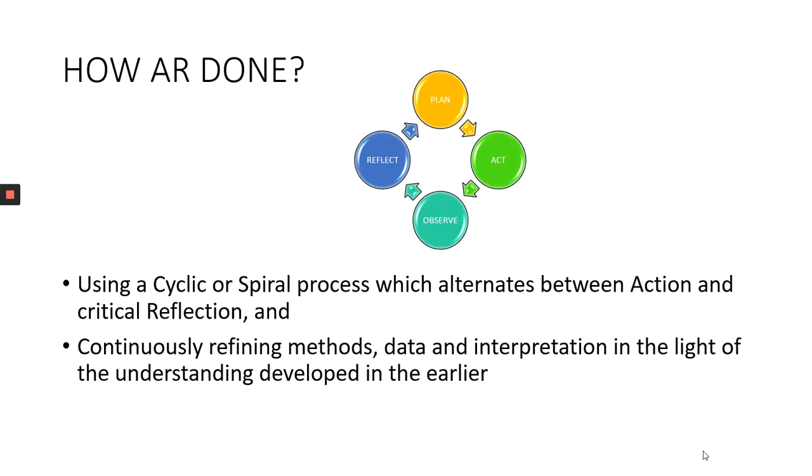So how is action research done? Action research entails planning, acting, observing, and reflecting. It's cyclic. So it uses a cyclic or spiral process, which alternates between action and critical reflection, and continuously refines methods, data and interpretation in light of the understanding developed in the earlier cycle.